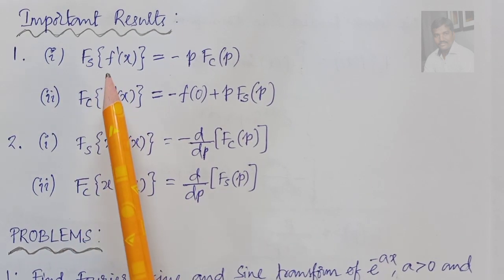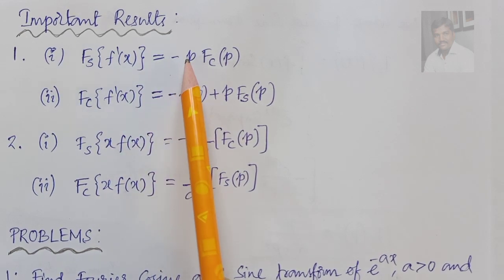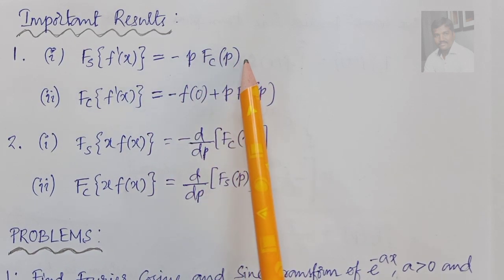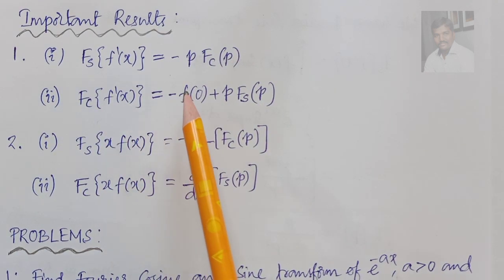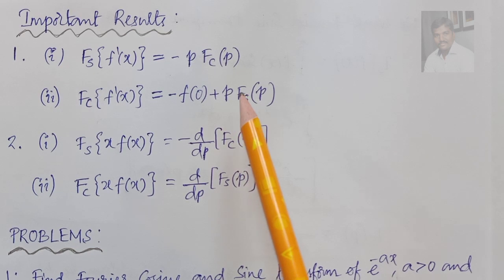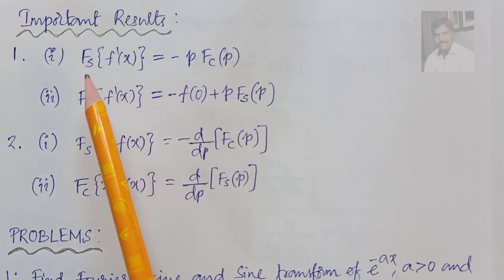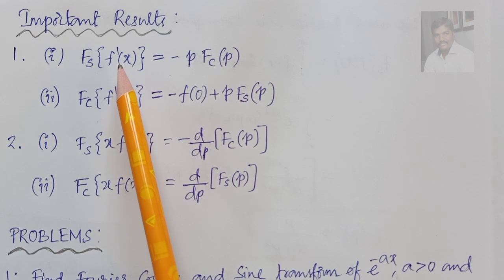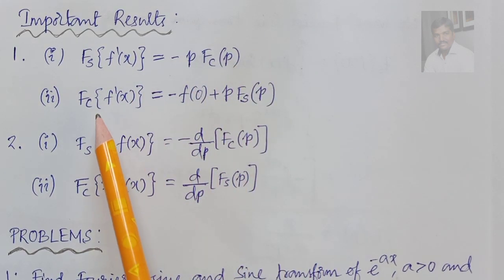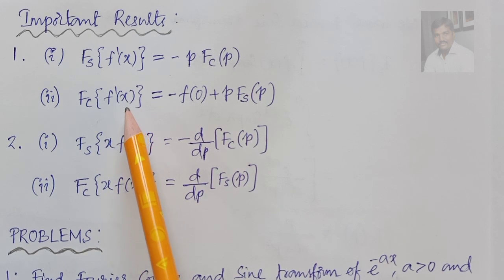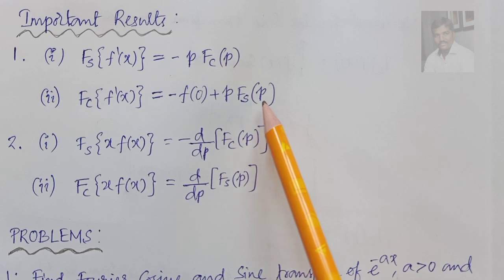First one, the Fourier sine transform of the derivative f'(x) is equal to -p Fc(p), and the second one, Fc of f'(x) is equal to -f(0) + p Fs(p). So as you know, the Fourier sine transform of the derivative f'(x) is equal to -p Fc(p), and the Fourier cosine transform of the derivative f'(x) is equal to -f(0) + p times the Fourier sine transform Fs(p).